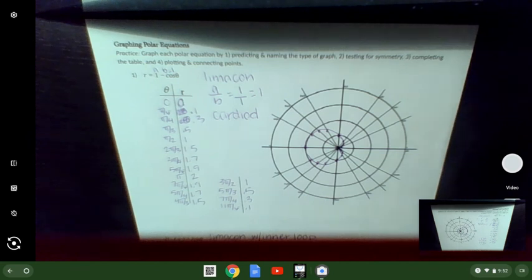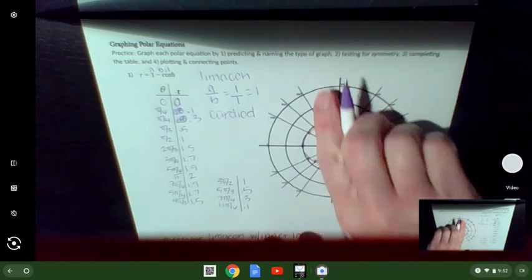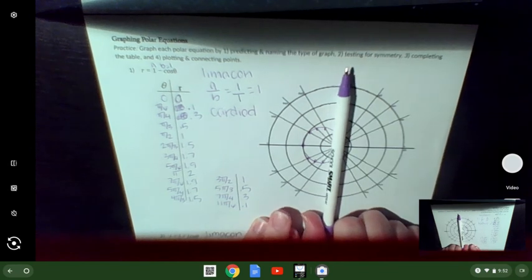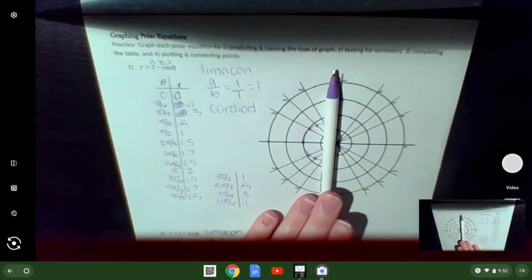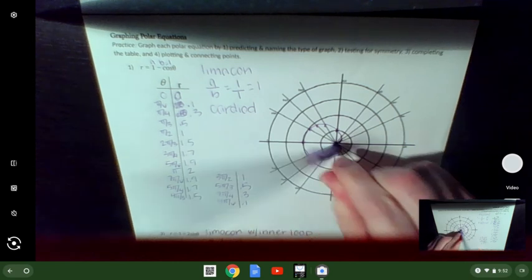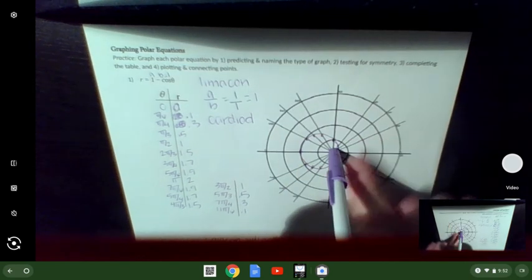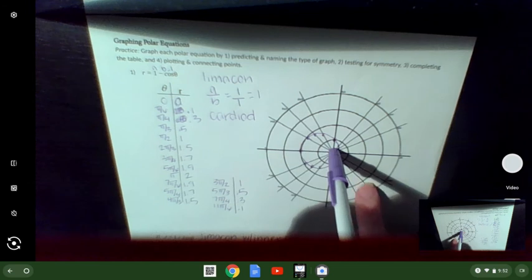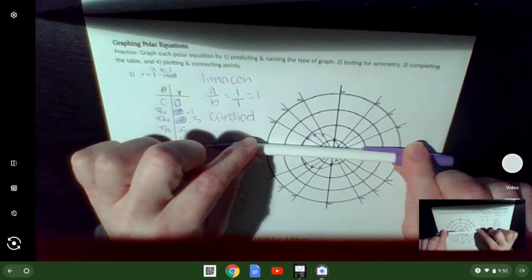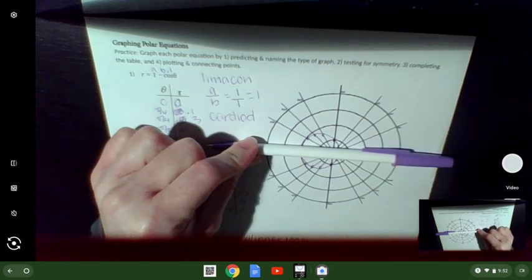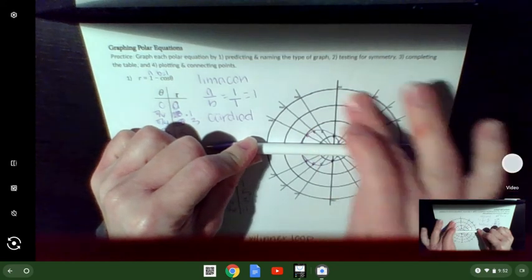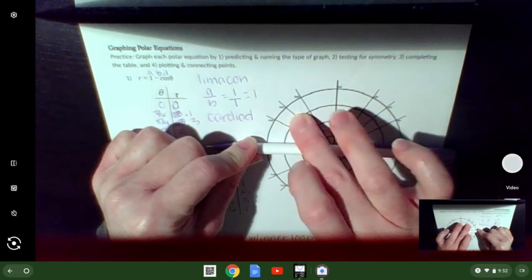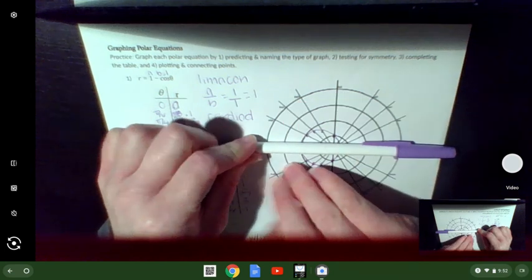Now, I can see again that this is very symmetric. Symmetry with respect to theta equals pi over 2? No. This side does not look like this side. Symmetry with respect to the pole? No, I did not have any of that sliding going on. But symmetry with respect to the polar axis? Absolutely. Had I known that in advance, I could have just plugged in points or angles from quadrants 1 and 2 and flipped them over.